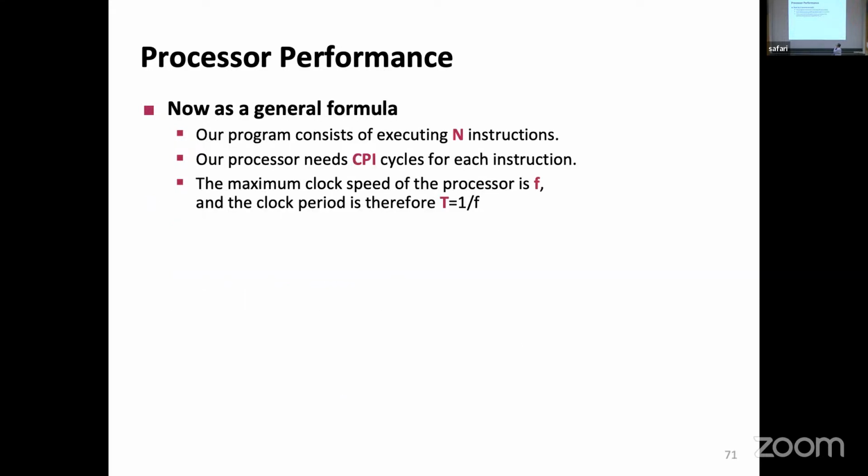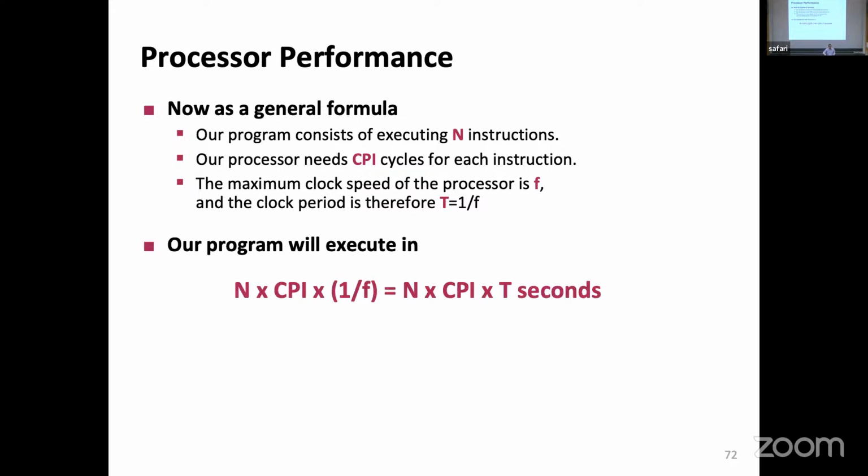Now, as a general formula, and believe me, you will study these things forever. It doesn't get more complicated than that. It's this simple. Our program consists of executing n instructions. Our processor needs CPI cycles for each instruction. This one could be an average, it could be an aggregate because we might have some instructions that take longer, some that take shorter. In MIPS, all instructions take the same. People wanted to cheat here and make life easier. The maximum clock speed of the processor is f, and the clock period is therefore 1 over f. That's the time I have for one thing.